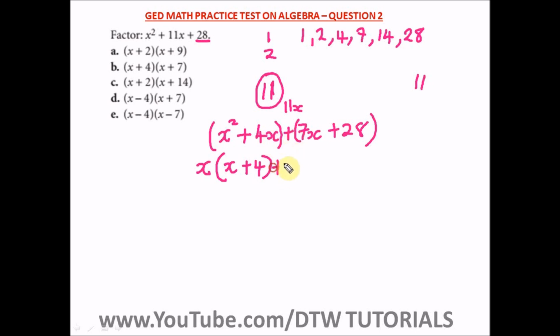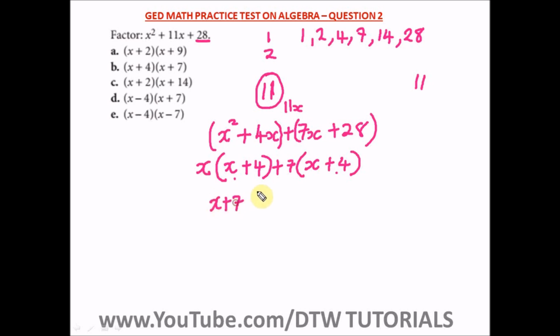So plus, what is common to 7x and 28? 7 is common, because if you divide 7x by 7 it gives us x, and 28 divided by 7 will give us 4. So we bring out 7 here, bracket, x would remain, plus 4 would remain. Now we see we have the same bracket here, so we can factorize.